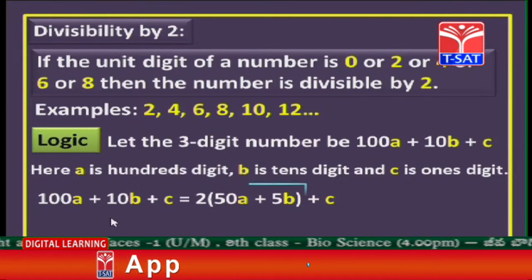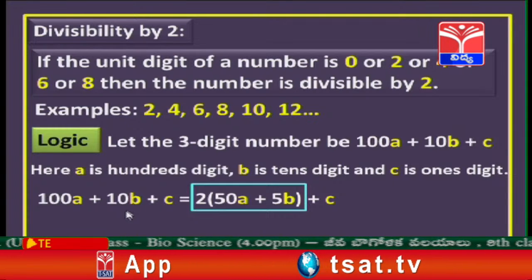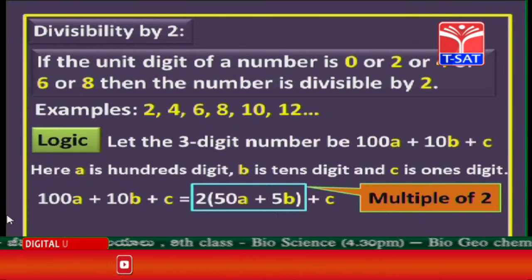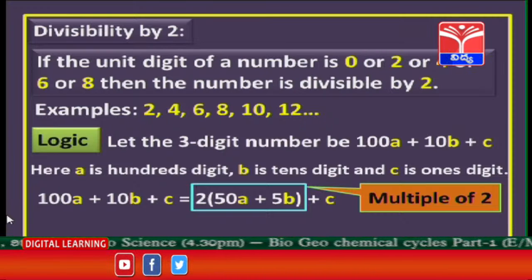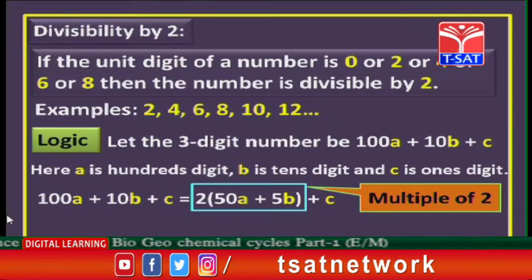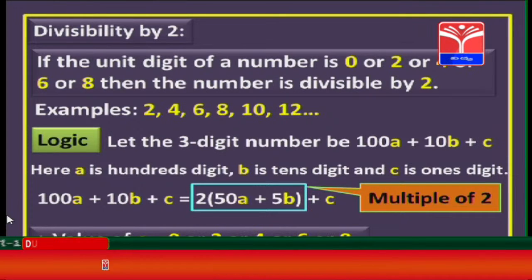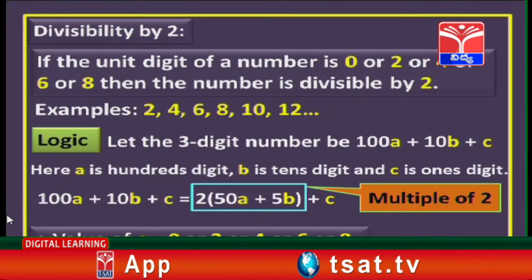Now, again this 2 into (50A plus 5B) is a multiple of 2, which means it is divisible by 2. Now, what is left? Only C. Then the C value should be either 0 or 2 or 4 or 6 or 8. So, this is the logic behind this divisibility rule, children.